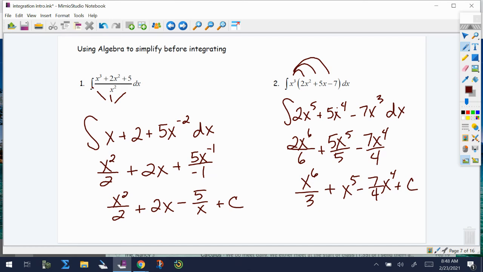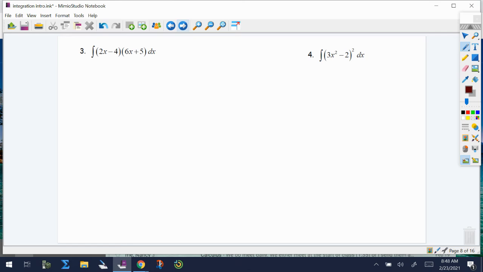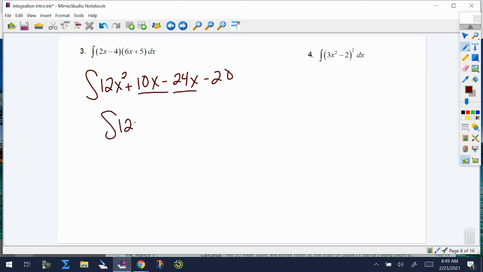So distributing, pretzeling, all really helpful algebra techniques. The last two are going to be foiling and squaring. So again, a lot of basic algebra 1 really helps us do complicated calculus. So this next one we're going to foil. So my first is 12x squared. My outer is 10x. My inner is negative 24x, and my last is negative 20. And quite possibly you could just do those two things in your head to save you a little bit of time.